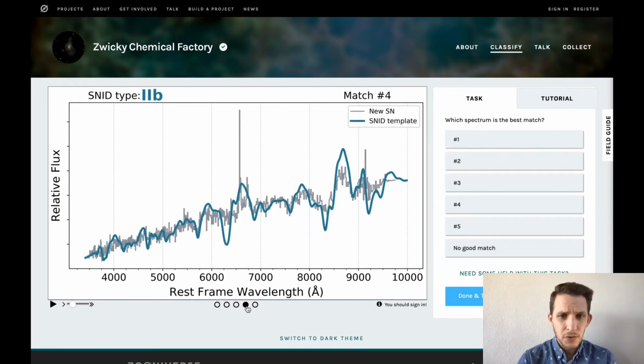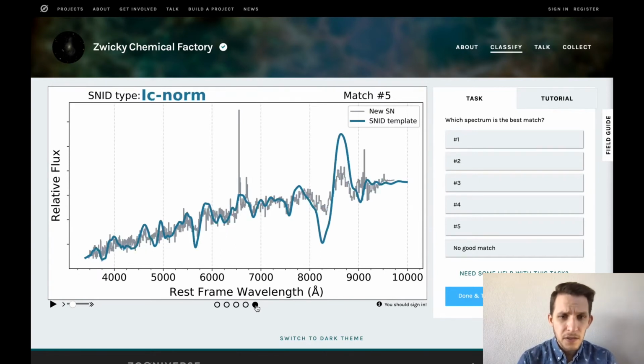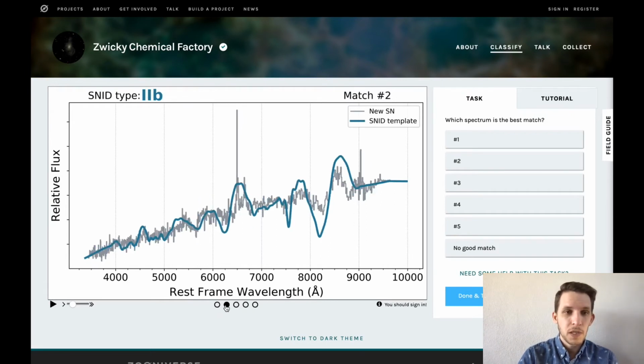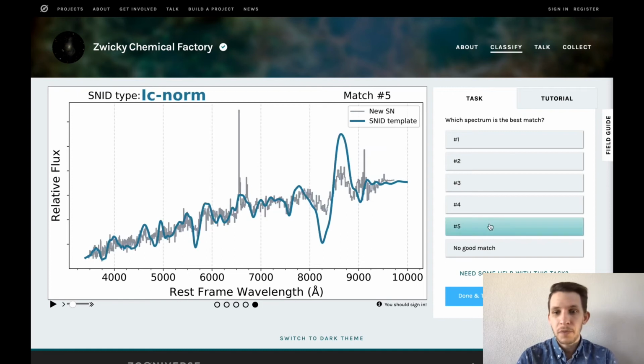Here's another match to a 2B. And our final match is to a type 1C norm. I actually think that of all the matches, this one is the best, because the strong hydrogen feature is just simply not present in all of the 2B spectra that are there. So I'm going to go with number 5. Say this is a 1C.